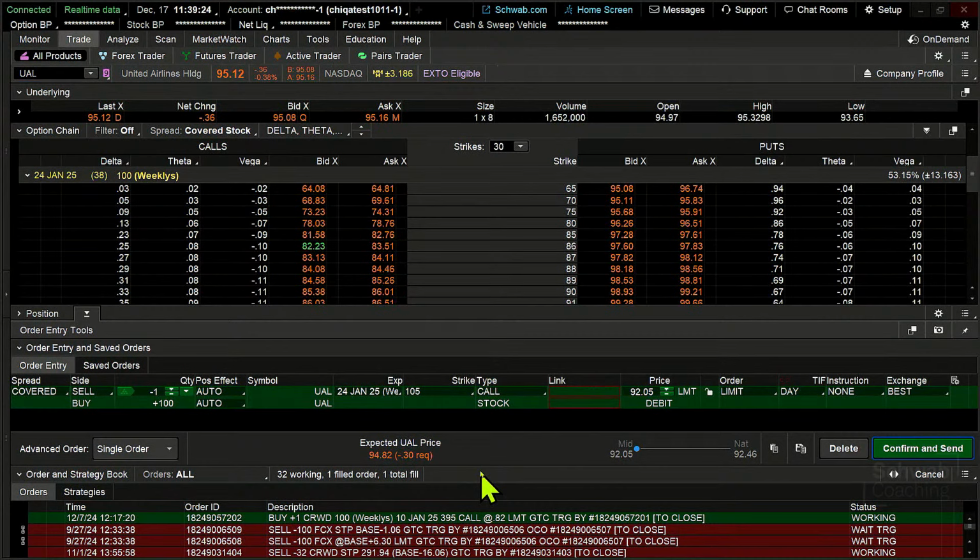If at expiration, though, the price of the stock is below the strike price that we sold, then we keep the stock and we have the opportunity to sell the call option again, theoretically. Okay. So what I'm going to do is confirm and send.